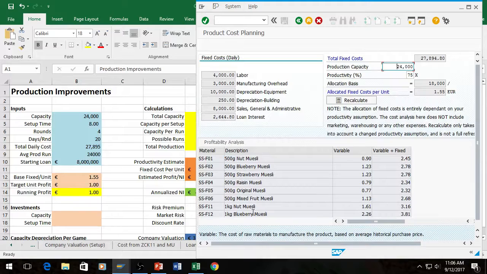This transaction is fantastic because it can let you do things like, well, what if our productivity is at 55 or 50%? And you can see that the variable cost hasn't changed, but the allocated fixed cost per unit has gone up. You have now increased your costs, and you need to make sure that your pricing is above this, of course, or you're not making any money.